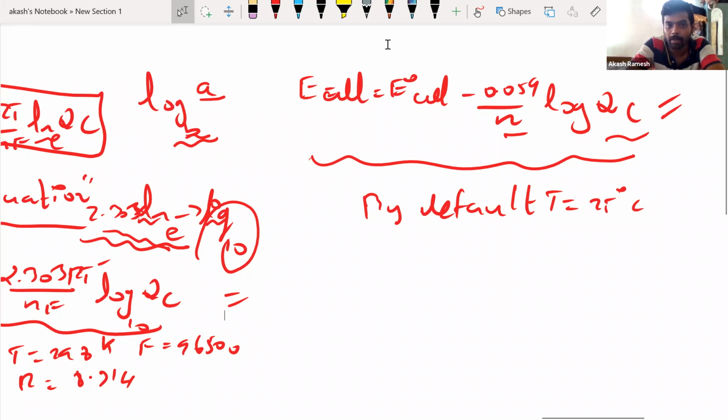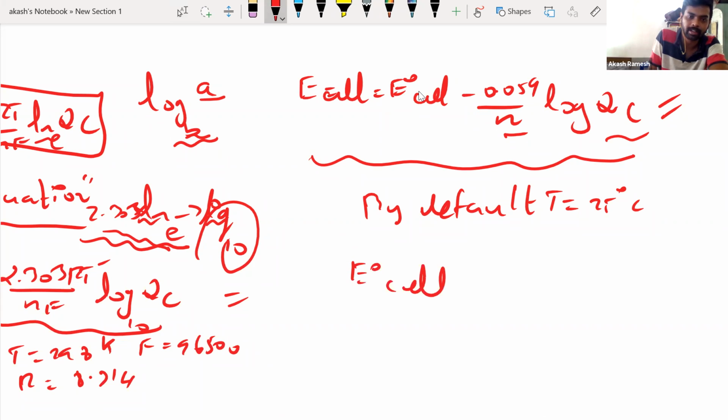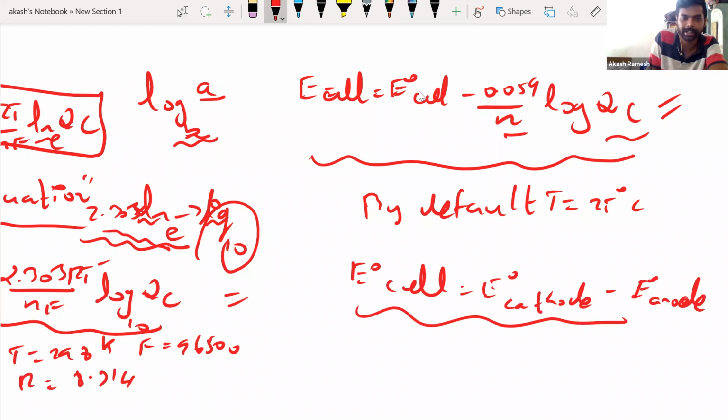Why? Because this can be calculated from the electrochemical series. How do we calculate E naught cell? E naught cell will be E naught cathode minus E naught anode, right? This can be easily calculated, but you cannot calculate E cell the same way. So you calculate E naught cell like this, depending on what is the cathode and what is the anode.